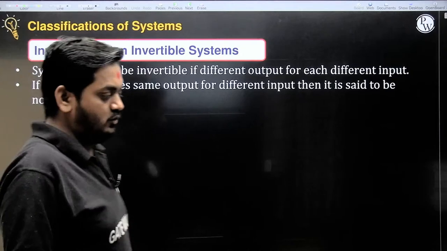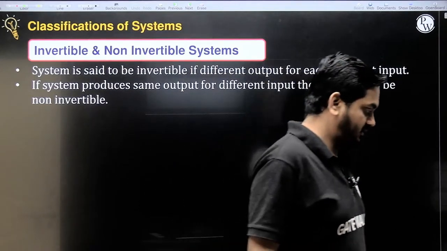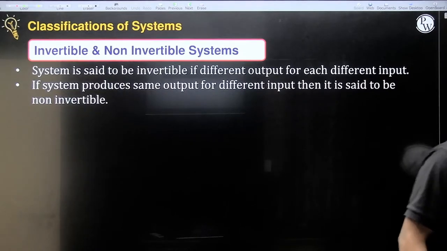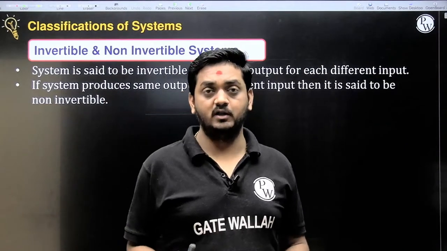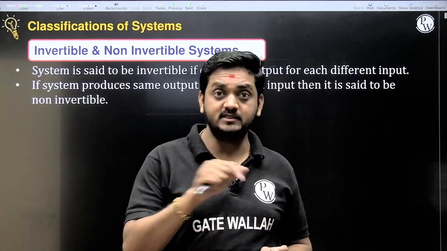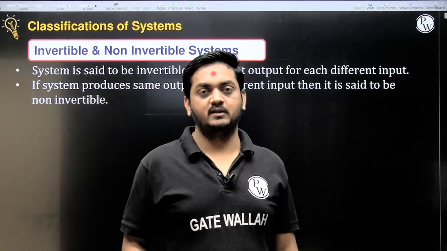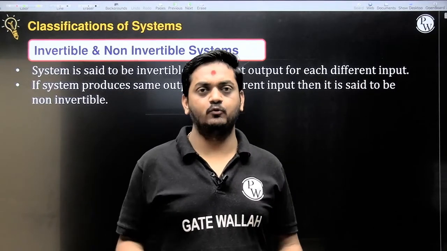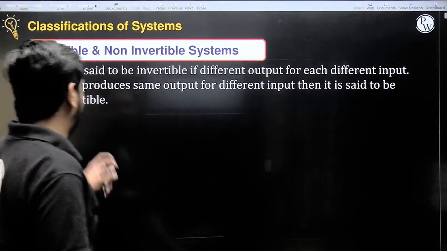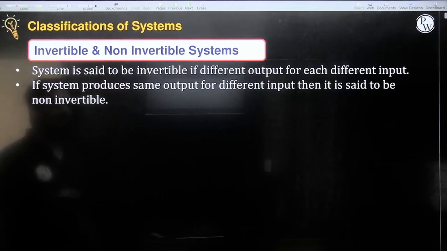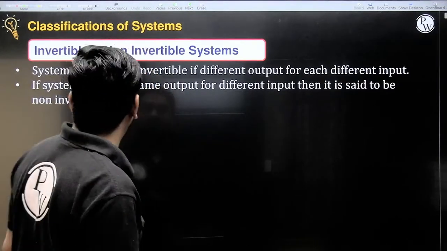Now next classification, guys. This is all about stable and unstable systems, and this is the last classification, the last topic of this chapter. Then we will start the next chapter number 2. So the last topic here: invertible and non-invertible systems. A system is said to be invertible if it produces different output for each and every different input. If the system produces the same output for different input, then it is said to be non-invertible.